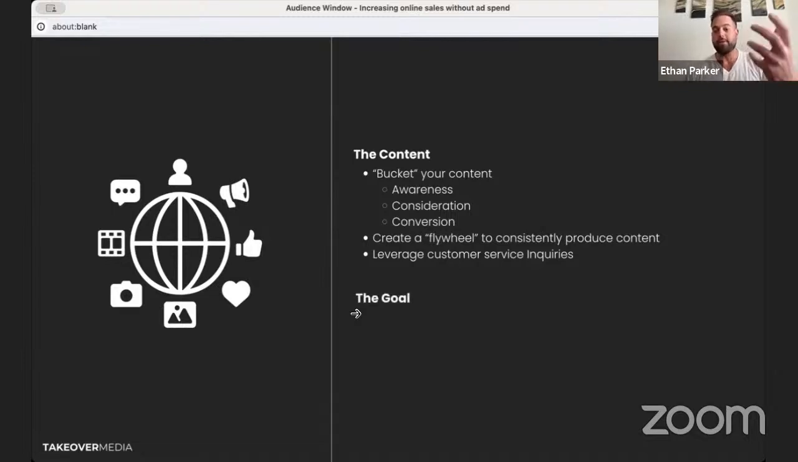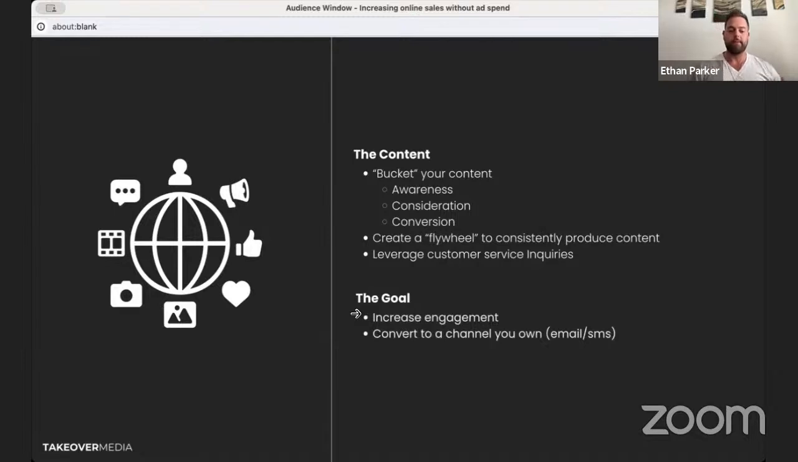But we also always remember the goal. And the goal is not necessarily just to gain followers and just to get engagement. What we want to do with that engagement is convert them to a channel that we own. So that's going to typically be email and SMS, barring a few exceptions. We want to get these people from our social accounts onto our list that we own. That's the goal. We're going to sell some stuff on social media too, and that's great. We're going to do a percentage of that anyway. But what we have to make sure we're doing is capturing as much data as we can.